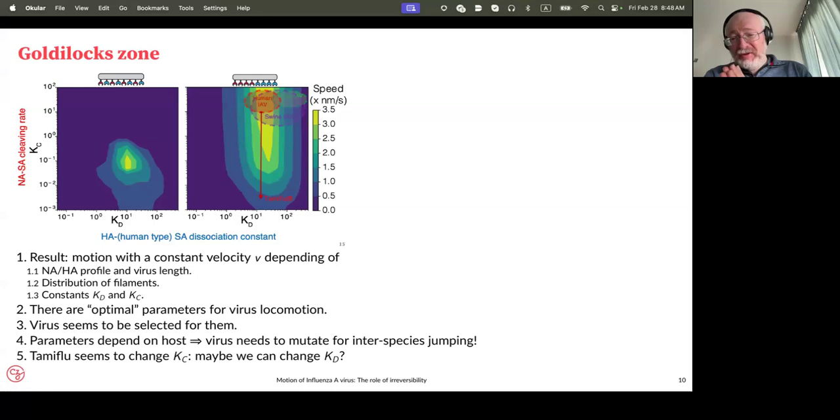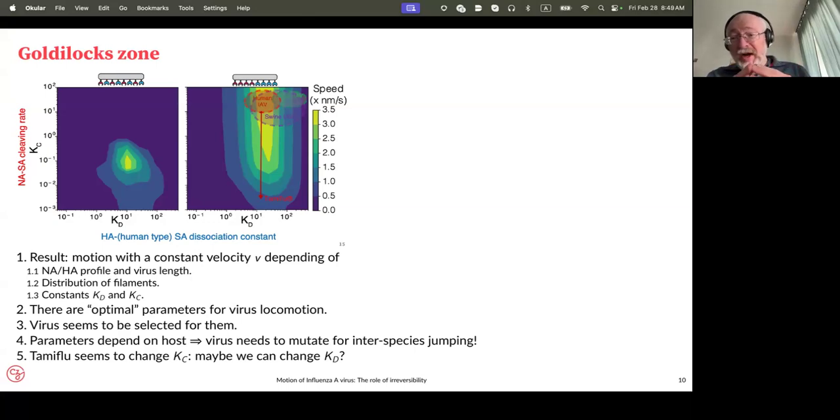Another thing is that we understood why Tamiflu works. Basically, what Tamiflu does is it changes the binding constant for the virus. And because it changes, you go outside of your optimal zone, and the virus starts to move slower and infects worse.